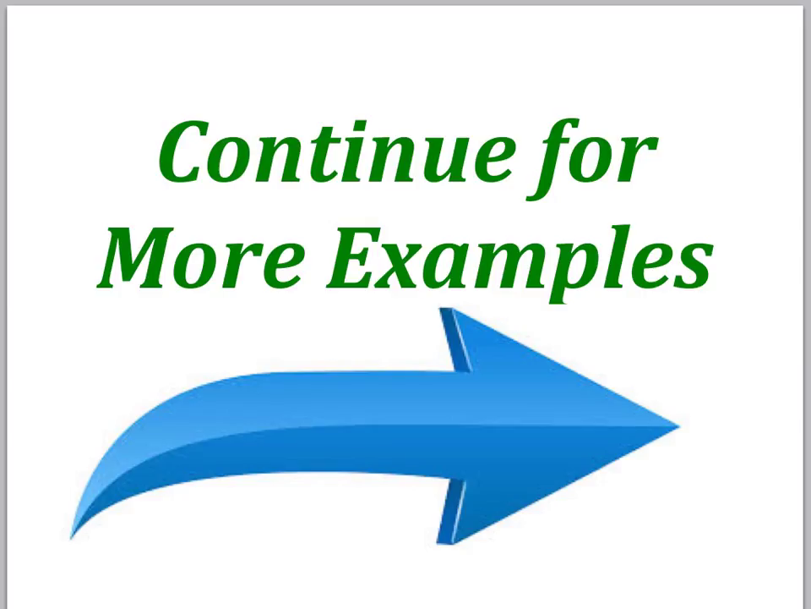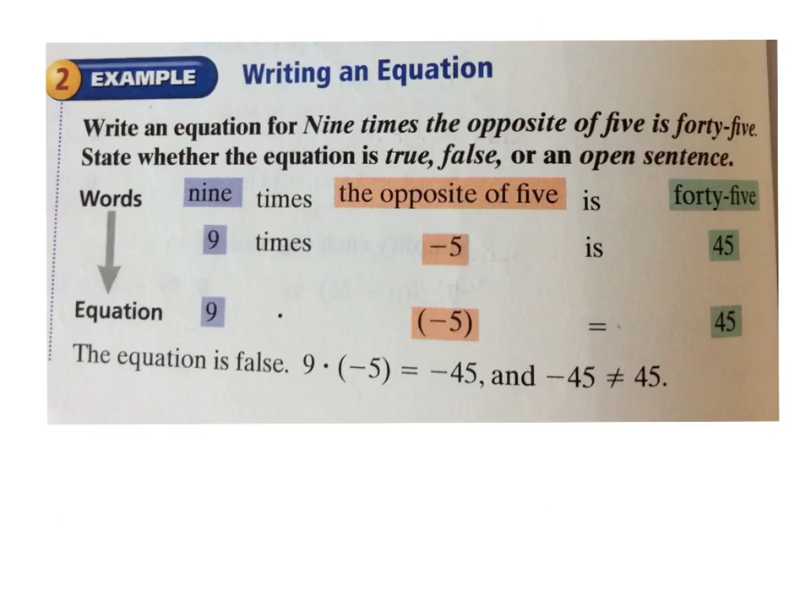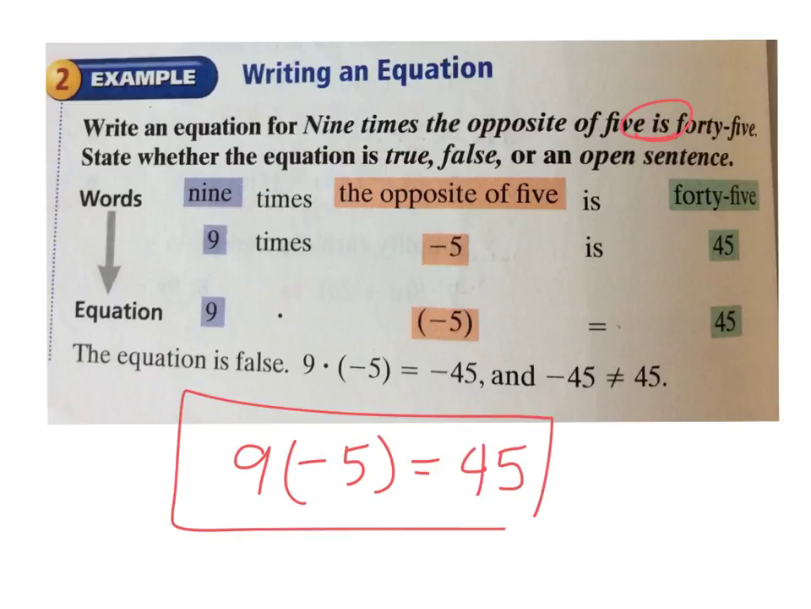Continue for another example from me. Just as much fun as solving is to write equations. It says write an equation for 9 times the opposite of 5 is 45. Now last year you spent time studying these math words, and you'll do that again. Like here the word is. Is generally means equal in statements like this. So if you ask yourself, well, 9 times the opposite of 5. Well, the opposite of 5 is certainly negative 5. 9 times that is 9. Is, again, we said is equals 45. So 9 times negative 5 is 45.